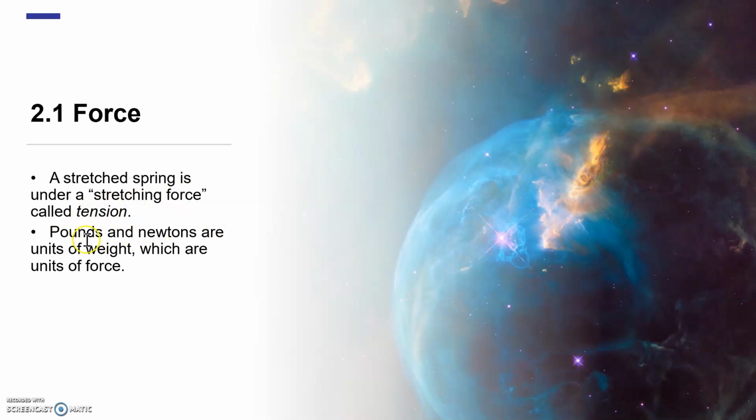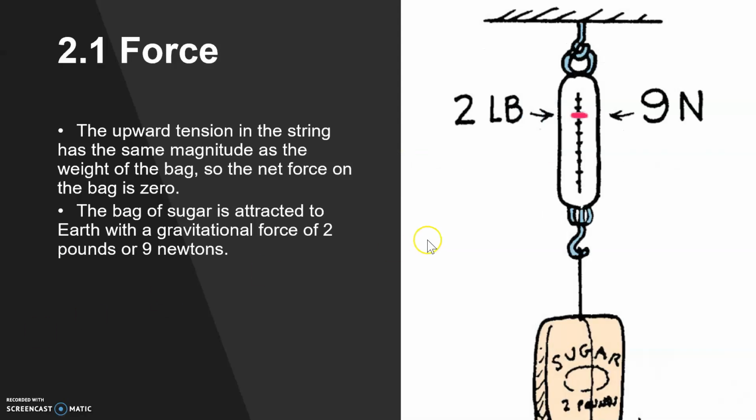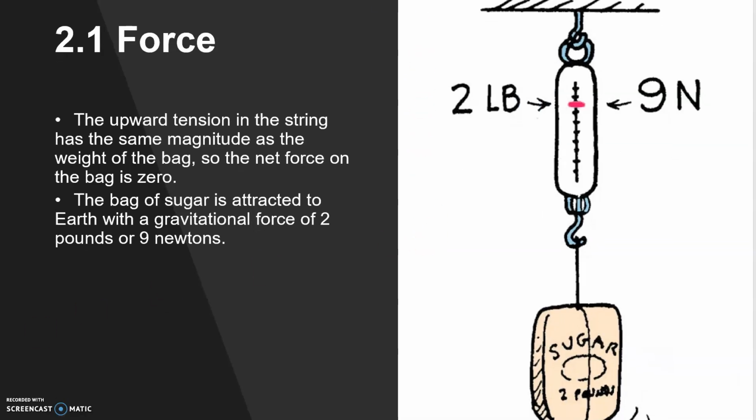Pounds and newtons are both units of weight, and units of weight are units of force. So in this example, we have a tension scale, and this tension scale is going to read both pounds and newtons. And the upward tension in the string has the same magnitude as the weight of the bag. So for example, if we have a bag of sugar that weighs 2 pounds, we could say that it weighs 9 newtons.